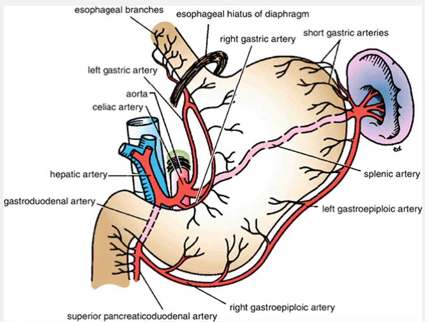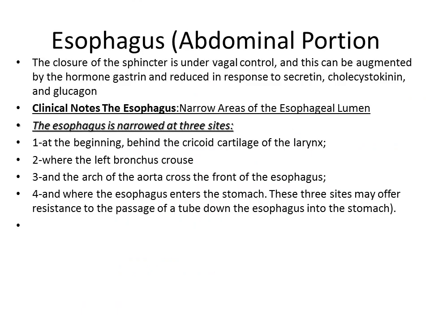This figure shows the circular muscle at the lower end of the esophagus, which is part of the right crus. And we saw the blood vessel of the esophagus, the left gastric artery. The closure of the sphincter is under vagal control, and it can be augmented by hormones.